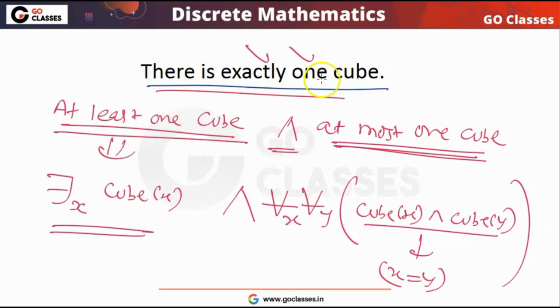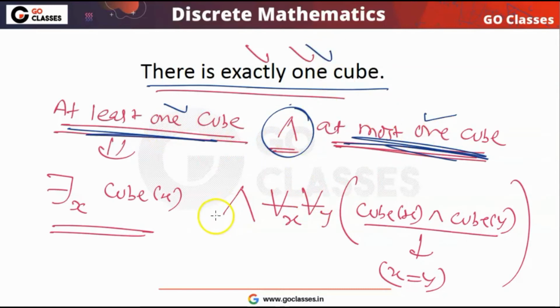You can notice there is exactly one. Exactly one means not more than one, not less than one. So I can say that there must be at least one, and there must be at most one. So there is and here. So when will it be true? It will be true when there is at least one, and it will be true when there is at most one. So what is the meaning? At least one and at most one means there is exactly one. So this is one way to write it.